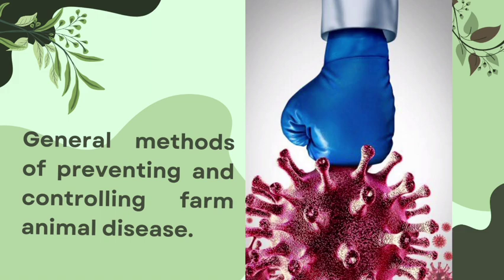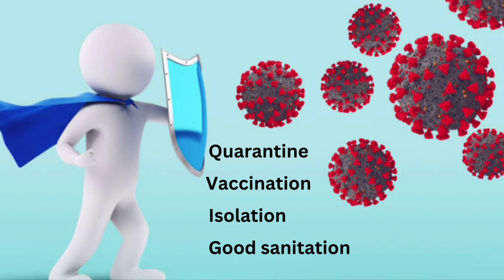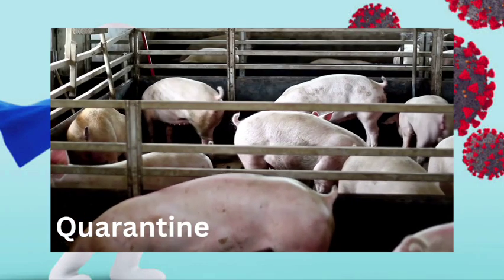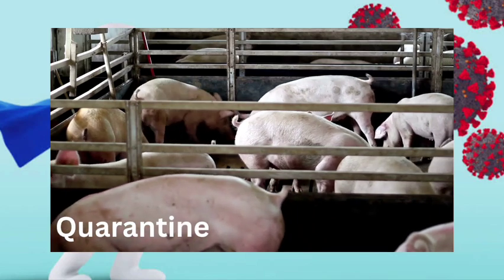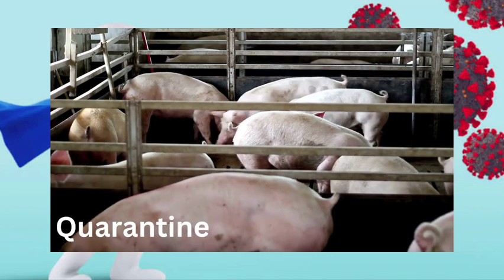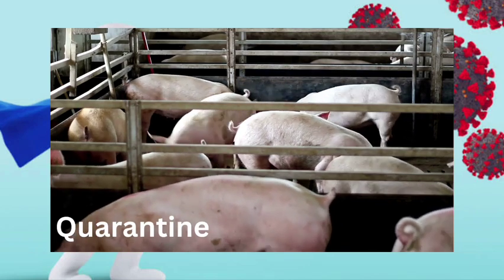Now, the general methods of preventing and controlling farm animal disease. We have different methods of controlling farm animal disease. The first one is quarantine, also vaccination, isolation, good sanitation. We have other means of preventing farm animal disease, such as a balanced diet. So let's talk about quarantine now.